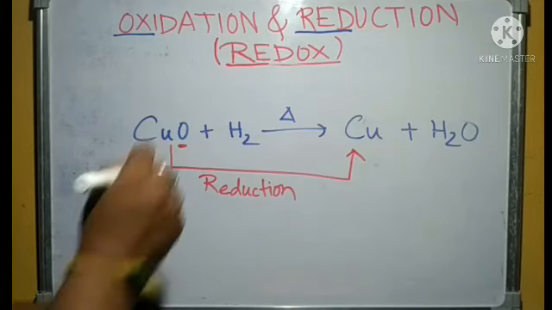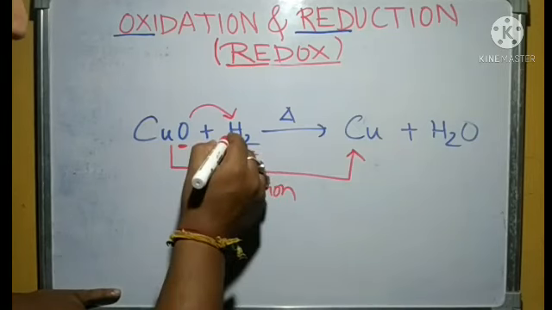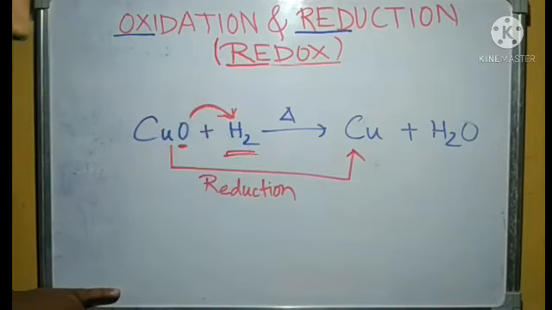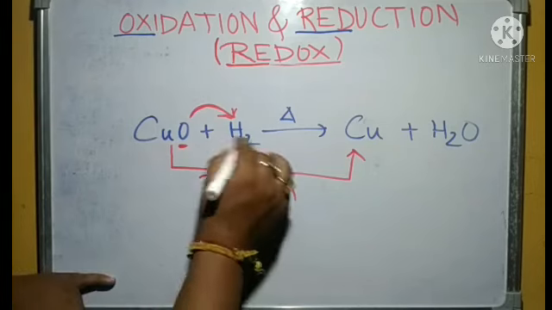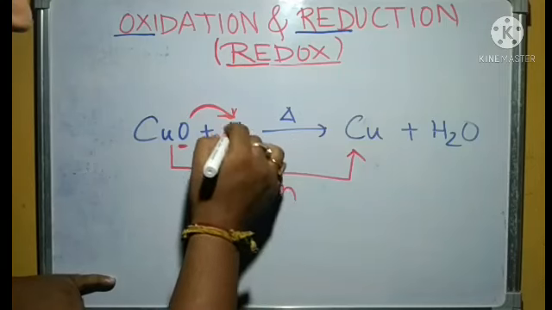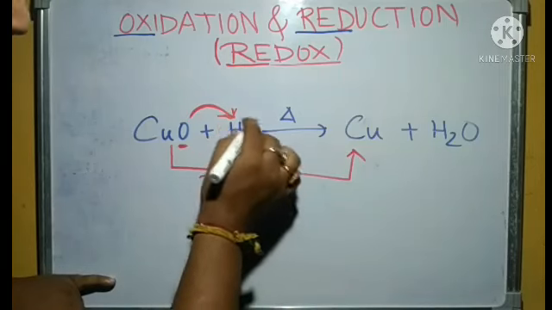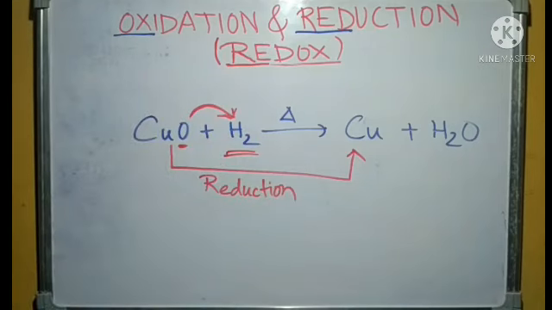Okay, and what happens? This oxygen goes to hydrogen. So now look at this hydrogen. In this case, what happens? This hydrogen is getting the oxygen atom. Yes, and we said that if any reactant gets an oxygen atom or if it loses a hydrogen atom, then we say it is an oxidation process. So look at this hydrogen here. In this case, it has no oxygen. It is only hydrogen gas. It does not have any oxygen atom in it. It is simply hydrogen gas.